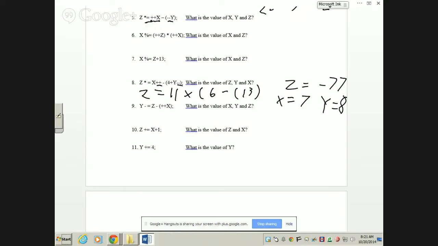Okay? So that illustrates the important distinction between the prefix and the postfix operators. It only matters when they're in an assignment. If you just have it by itself, it doesn't actually affect anything.